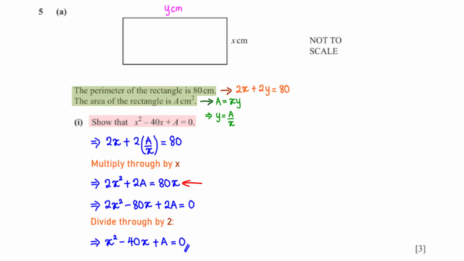When we move all the terms to one side of the equation, this is what we get. The terms have a common factor of 2. So when we divide through the equation by 2, we get x squared minus 40x plus a equals 0.